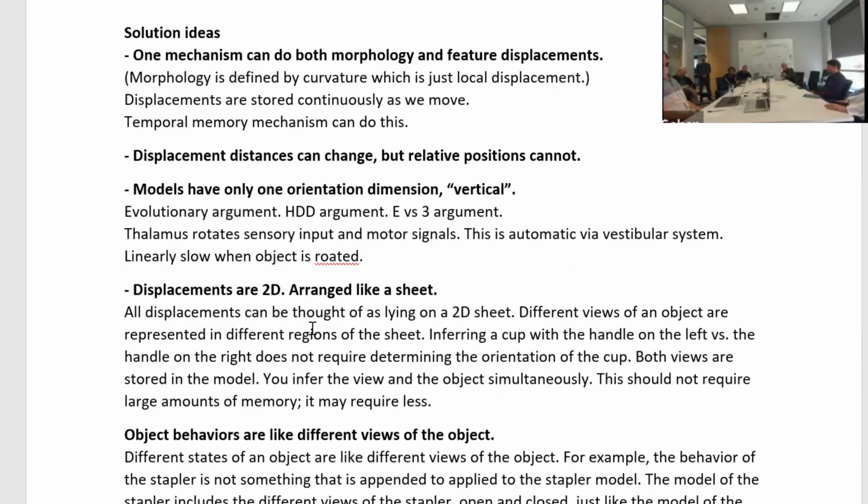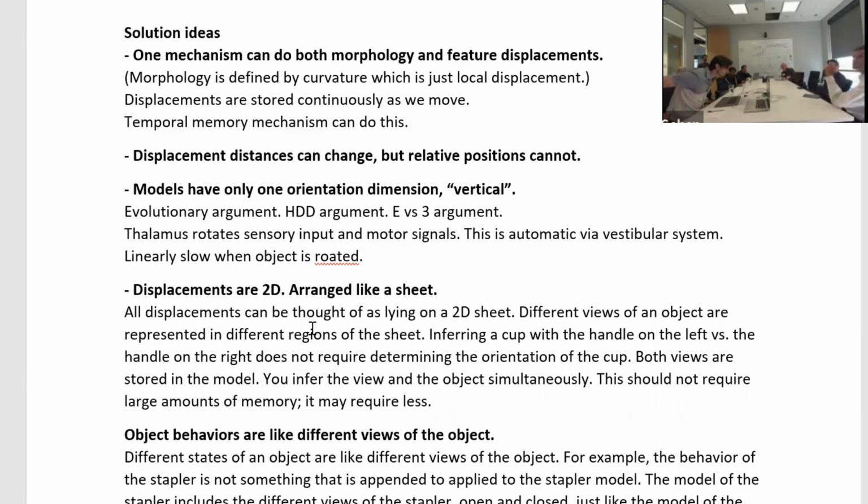I'm working on the idea that one mechanism could do both morphology and feature displacements. That is, I've talked at times, maybe there's two mechanisms, like here's a morphological model, and here's a feature displacement model. But thinking about the circle and the sphere and the oval and things like that made me really question that idea. So in this idea, you could say morphology is just defined by curvature, which is just a local displacement. It's an instantaneous displacement at some point.